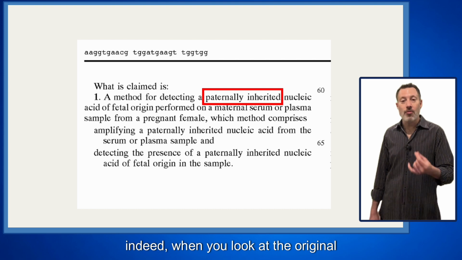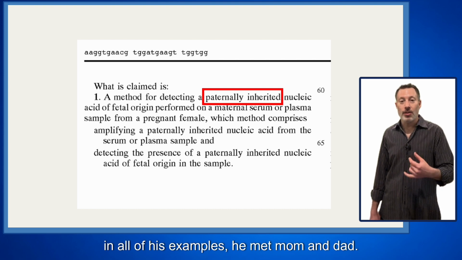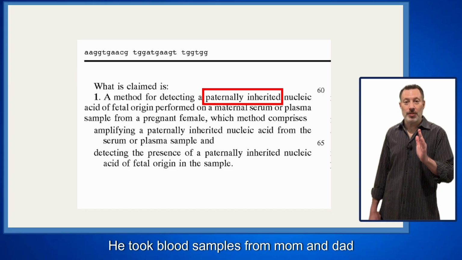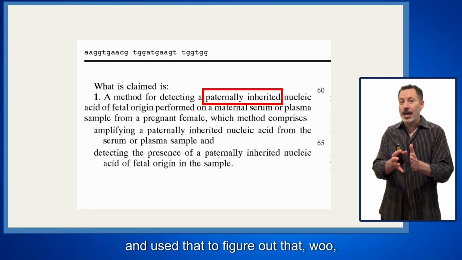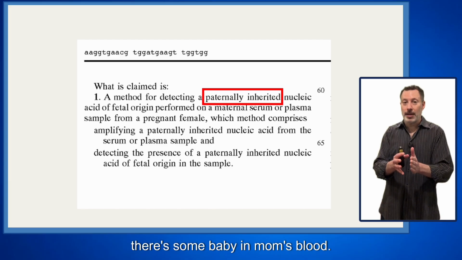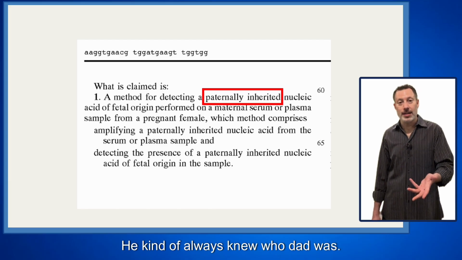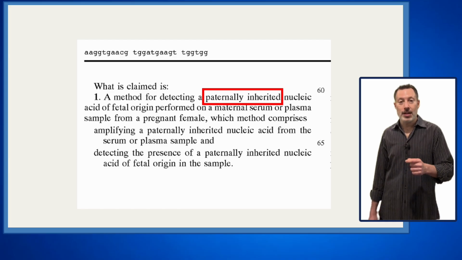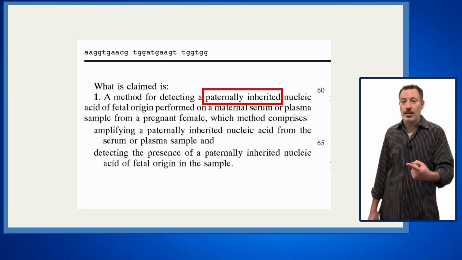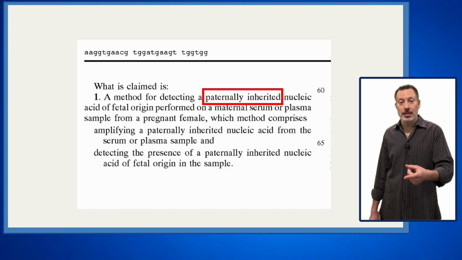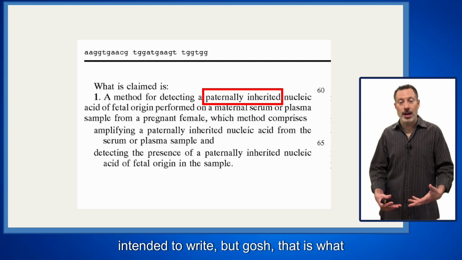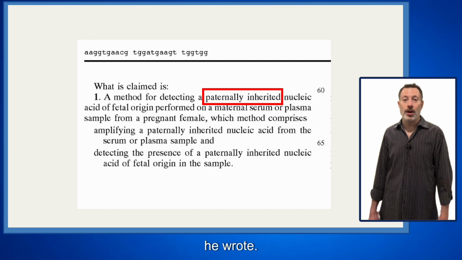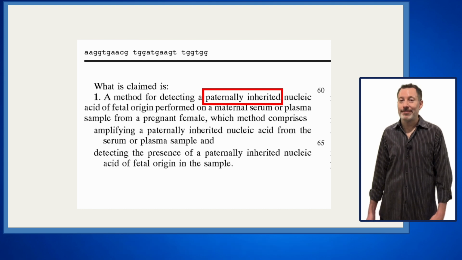And indeed, when you look at the original research Dr. Lowe did, in all of his examples, he met mom and dad. He took blood samples from mom and dad and used that to figure out that, woo, there's some baby in mom's blood. He kind of always knew who dad was. And so the Markman fight was when he wrote paternally inherited nucleic acid, did it have to be from dad? And did we have to know who dad was under this claim language? And again, I don't think that's what he intended to write, but gosh, that is what he wrote. In 2020 hindsight, he should have written non-mom.